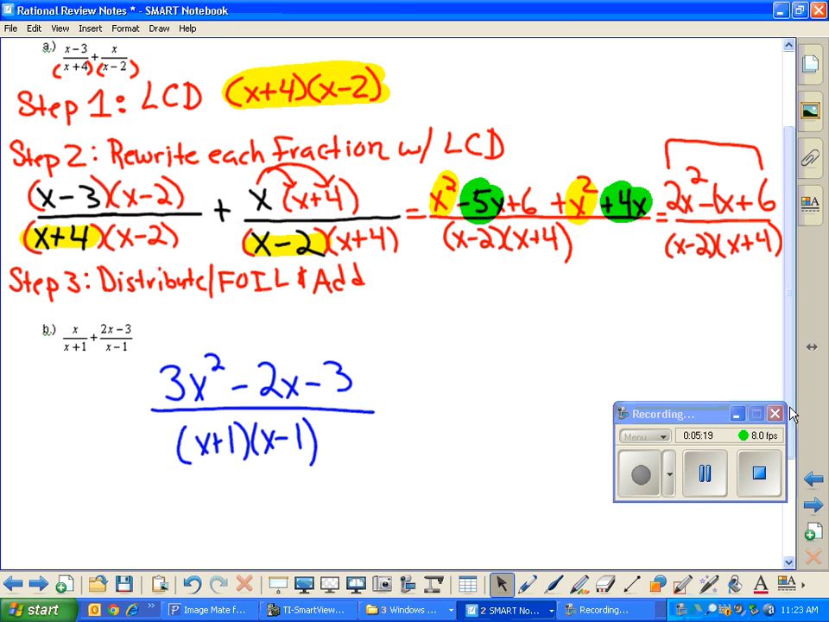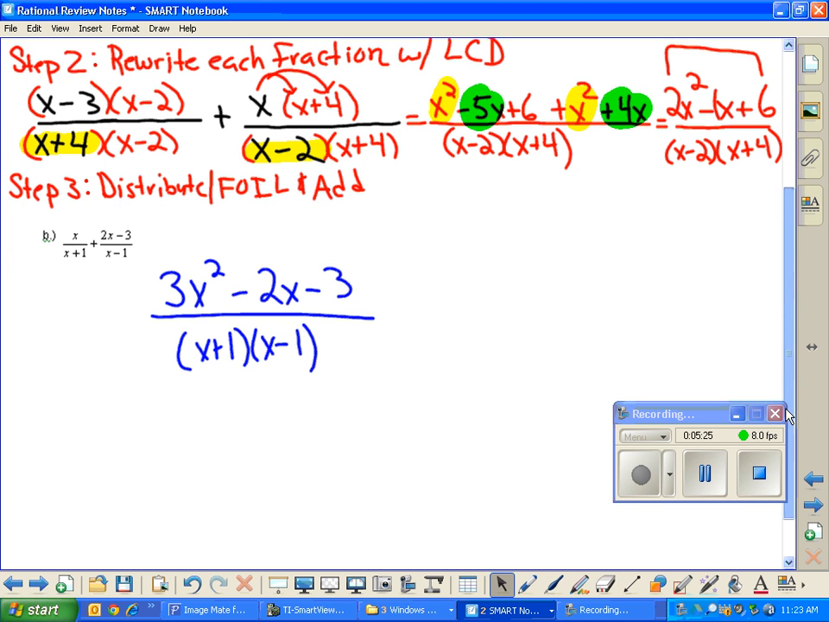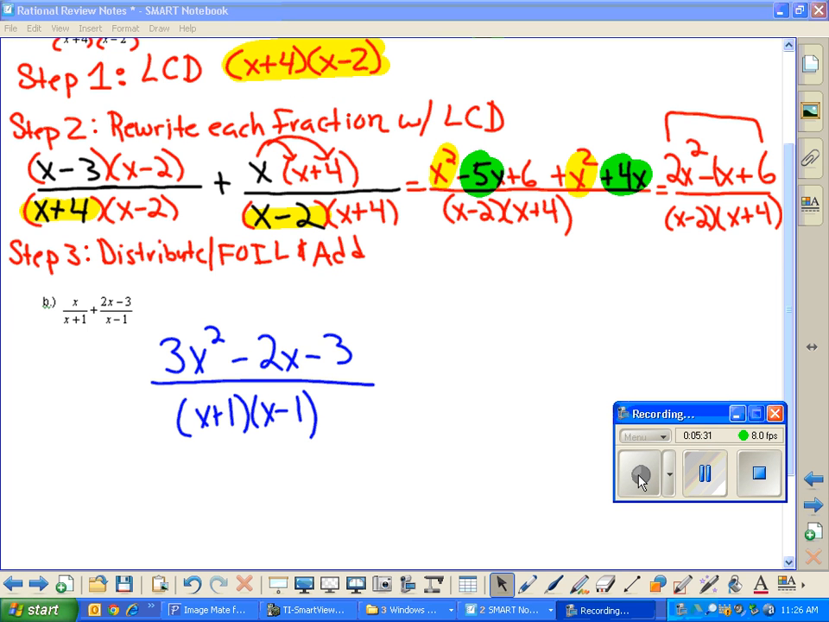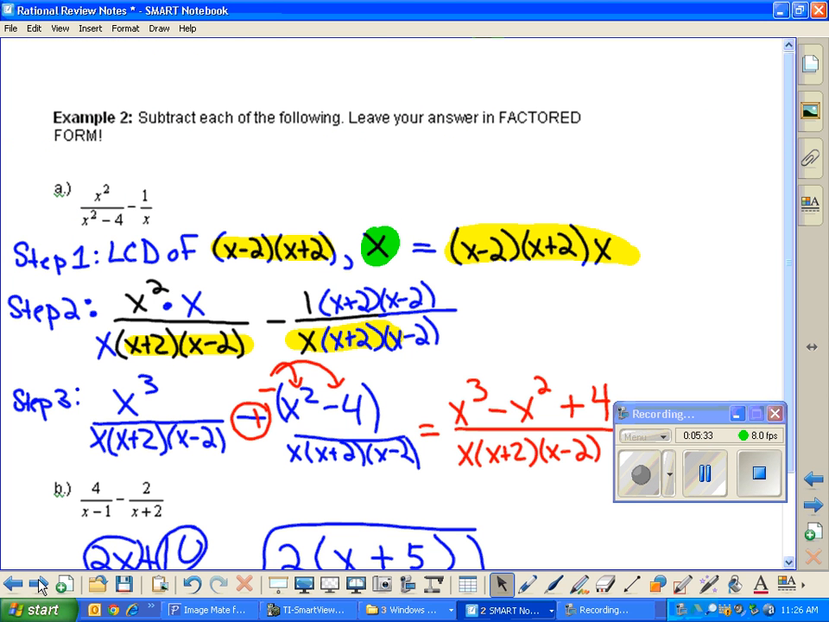If you need me to do it, last period I had to do it out because they weren't quite sure how, and that's fine. I can do it. I can extend the page and we can work through it. So go ahead and give it a try. If we're good, I'm going to go ahead and move forward.